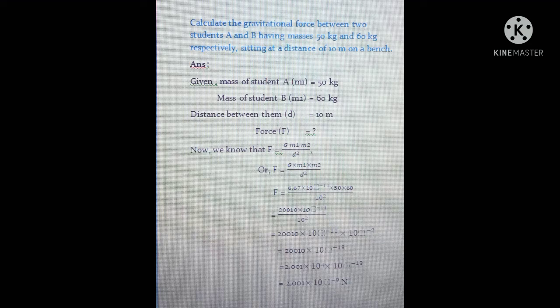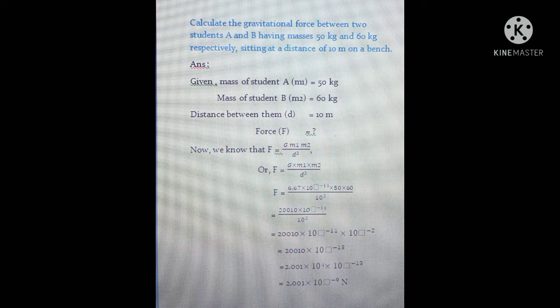Now from Newton's law of gravitation, we know that F is equal to G m1 times m2 upon d square. So now we'll put in each of their values. The value of G is not given in the question. I already told you, you have to know this by yourself. So we'll write the value of G, which is 6.67 times 10 to the power minus 11, times m1, 50, times m2, which is 60, divided by distance, which is 10 meter square.